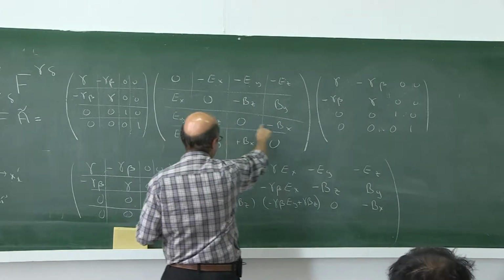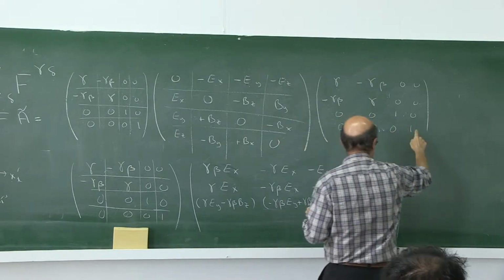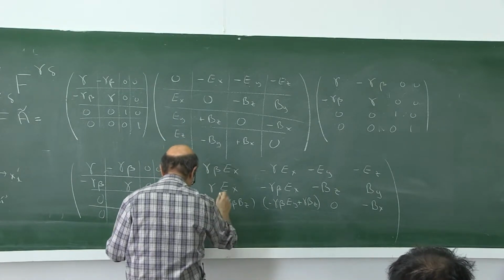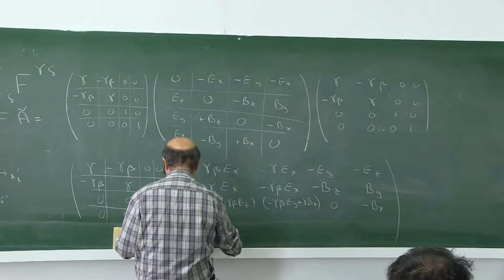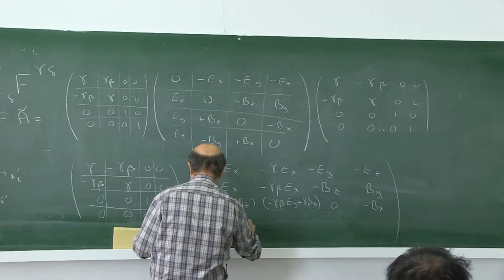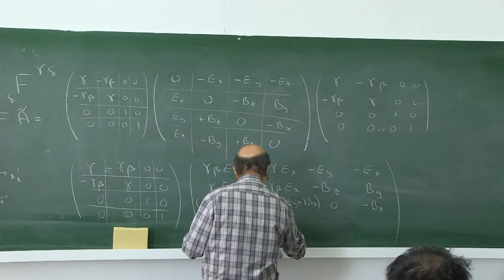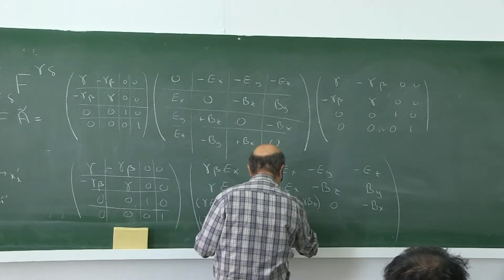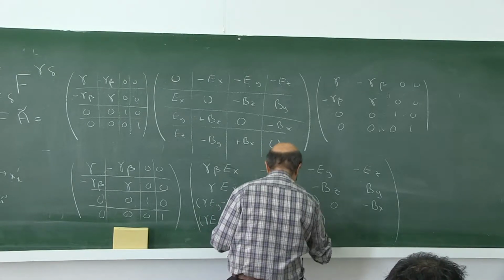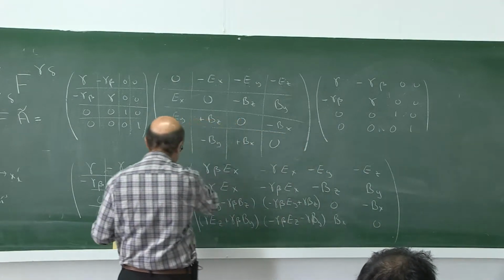So if you multiply the third one with the third, it will be 0. Third one with the fourth, that will be minus Bx. So the last term, it seems to be complicated, but we will come very quickly to the end. Gamma Ez, gamma beta By, minus gamma beta Ez, minus gamma By, Bx and 0. So let us conclude this result.